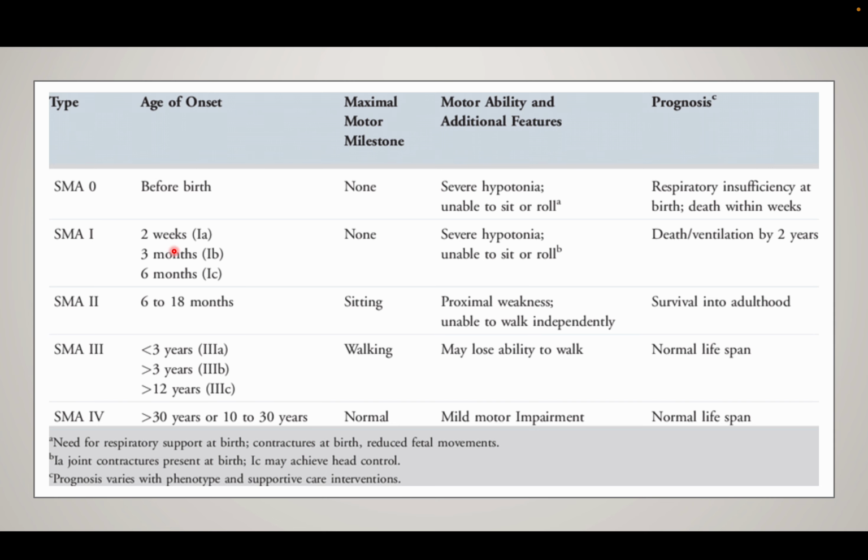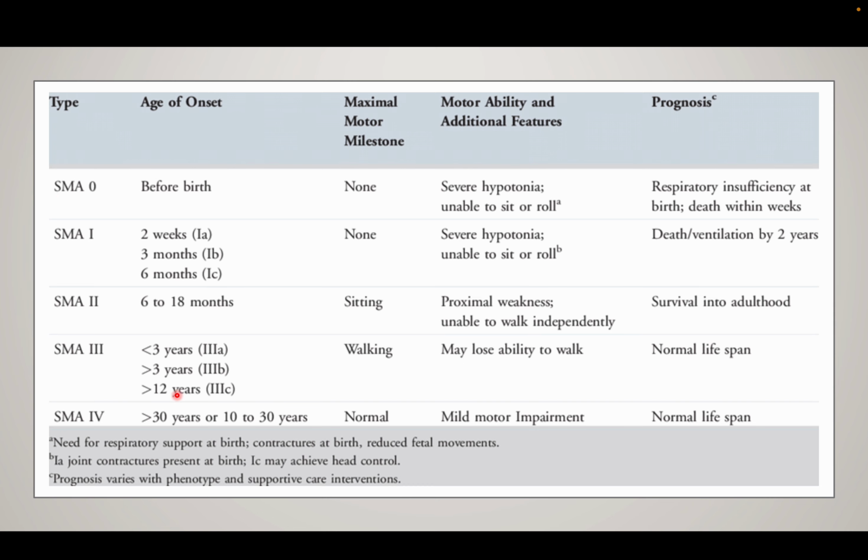SMA1 can present from 2 weeks to 6 months, where most die on ventilation by 2 weeks. They are unable to sit or roll. SMA2, 6 months to 8 months, has proximal weakness and they are unable to walk independently. They can sit sometimes, and they can survive till adulthood. It is based on how much SMN deletion there is. SMA4 has less deletion, or less significant effect on the SMN. Here the SMN gene is completely absent, so they won't have any survival.